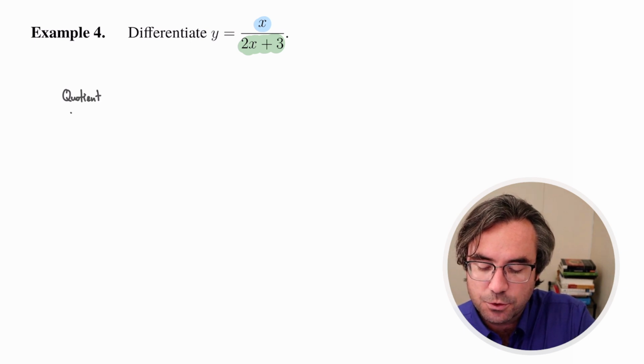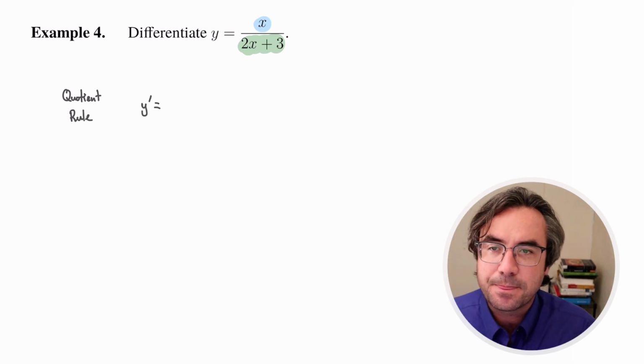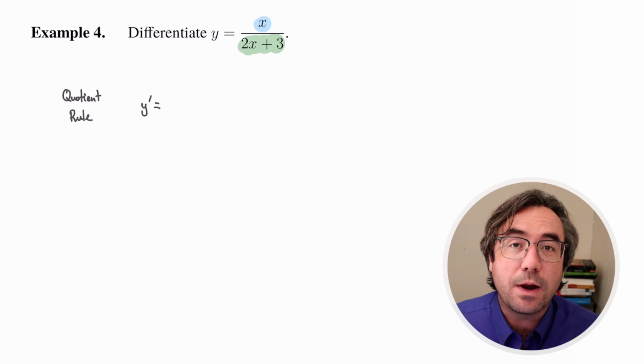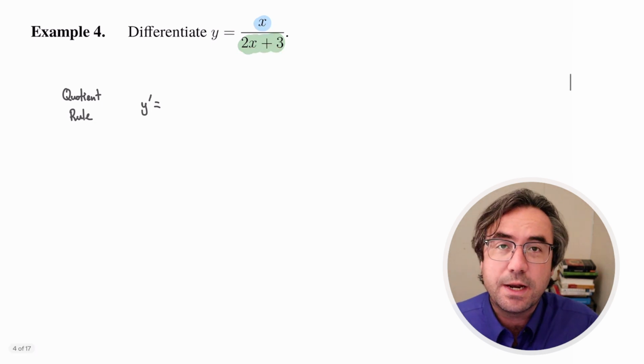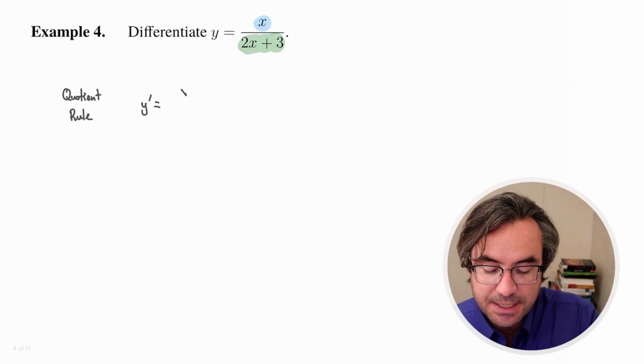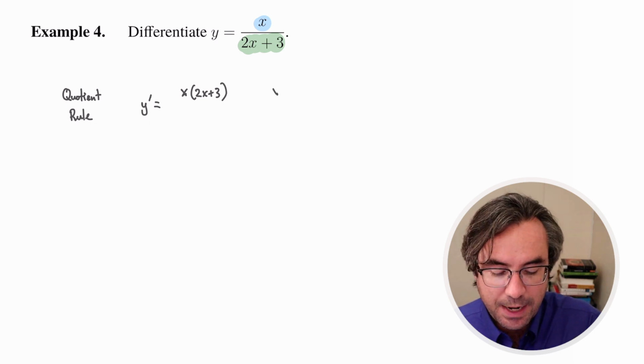So let's see how the quotient rule works. So we'll call our derivative y prime. And it's going to kind of work like product rule. So we're going to rewrite this fraction. We're going to write it as a product. So it's going to be top function times the bottom function. And then just like product rule, we're going to do 2 copies of that. So we'll have a second copy here.